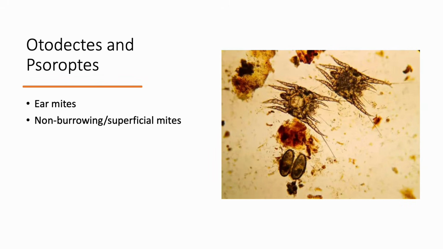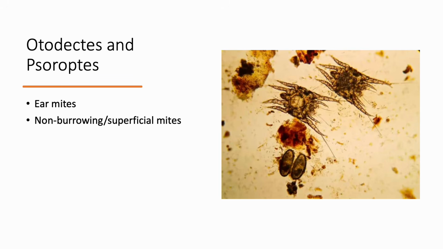The two ear mites are also superficial mites, so they're not burrowing into the follicles, but they are just creeping around the ears. We have a picture of Otodectes here. So Otodectes cynotis is the ear mite of dogs and cats. And then Psoroptes cuniculi is the ear mite of a rabbit.